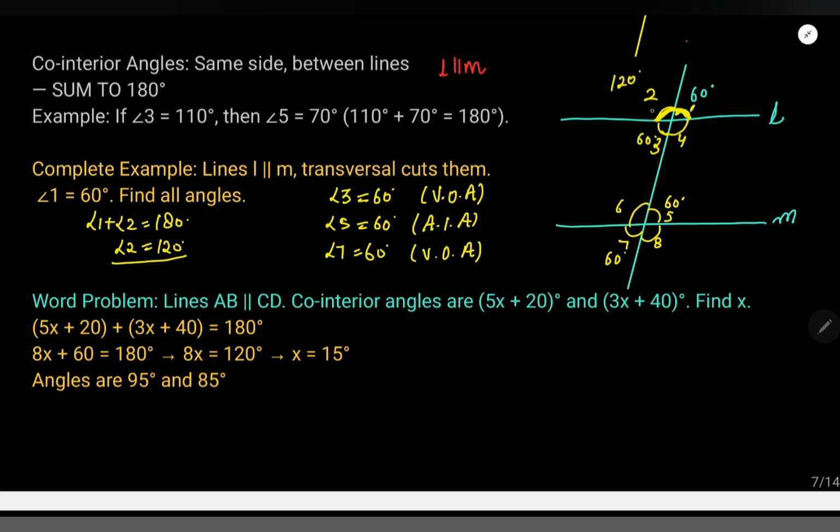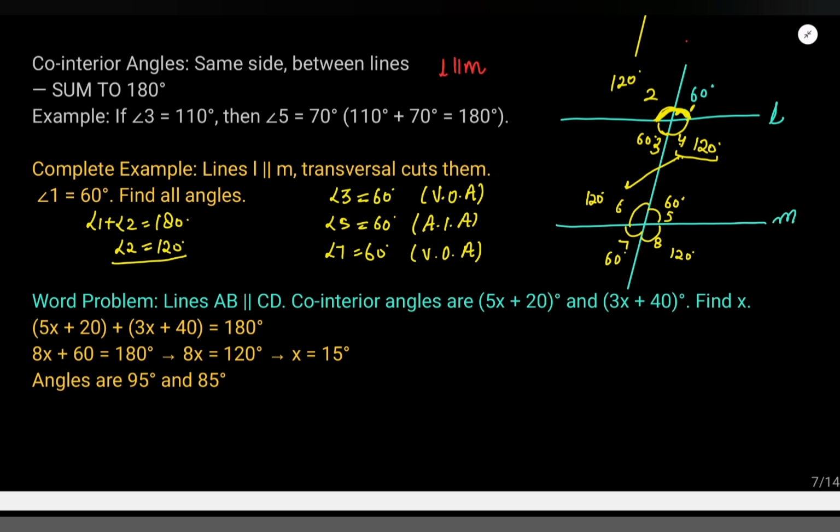If 2 is 120, then 4 is 120. Vertically opposite angles, right? If 4 is 120, then 6 is 120. These are alternate interior angles. Same reasons, right? And then if 6 is 120, then 8 is also 120, vertically opposite angles. So I hope you understand this. These are not hard at all, right?